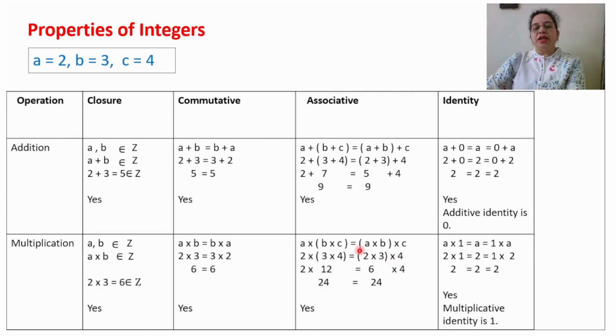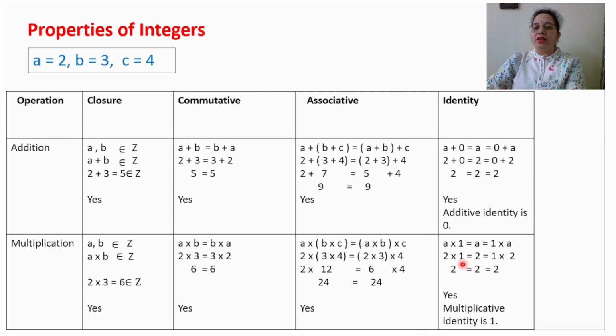Come to the right hand side part. Here a and b are in one bracket. Substitute the values. So 2 multiplied by 3 will give you 6. 6 multiplied by 4 will give you 24. So here also you can see that your answer on the left hand side and right hand side is the same. So again we can say that yes, we can observe associative property in multiplication of integers.